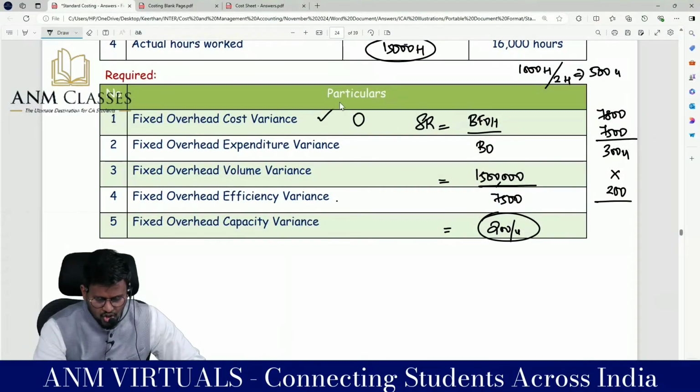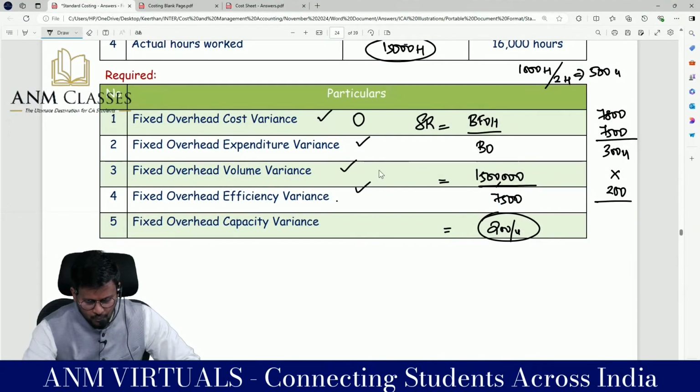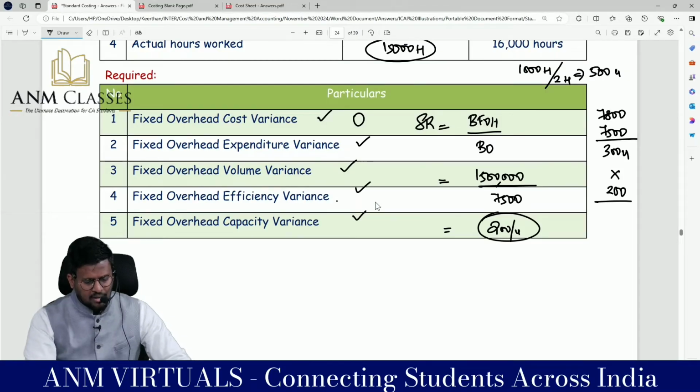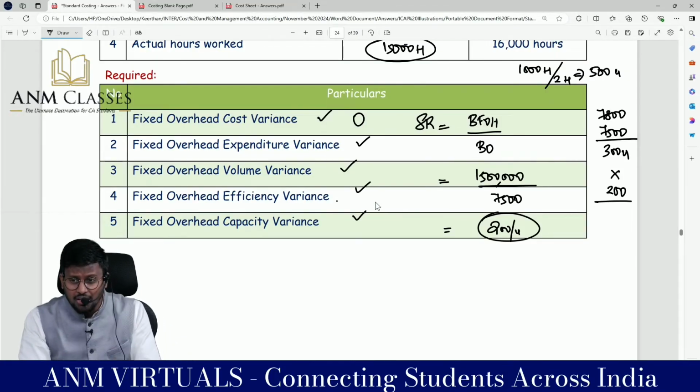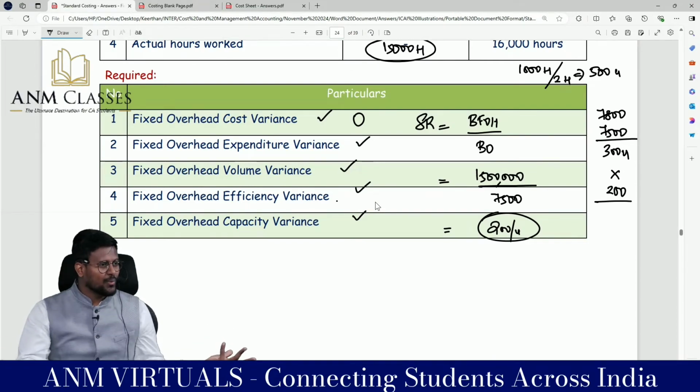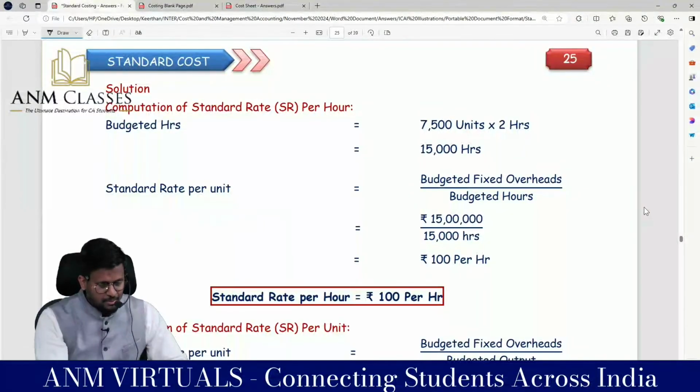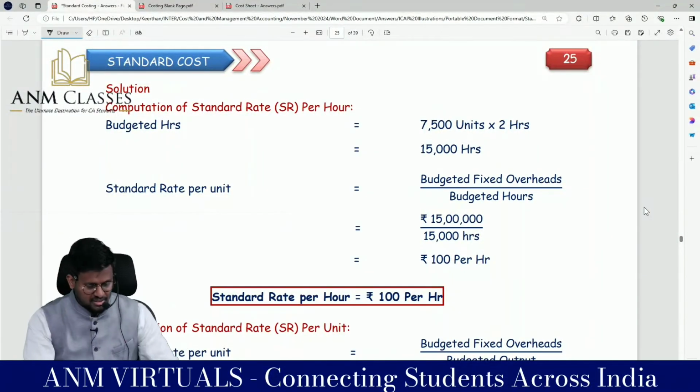I have done with the cost variance, expenditure variance, volume variance, efficiency variance, and capacity variance. They have not asked the calendar variance because they have not mentioned the number of days difference. That means we have planned 25 days, we have worked 25 days, calendar variance will be 0. Are you really with me? The same thing can be expressed as NSR pages and pages.